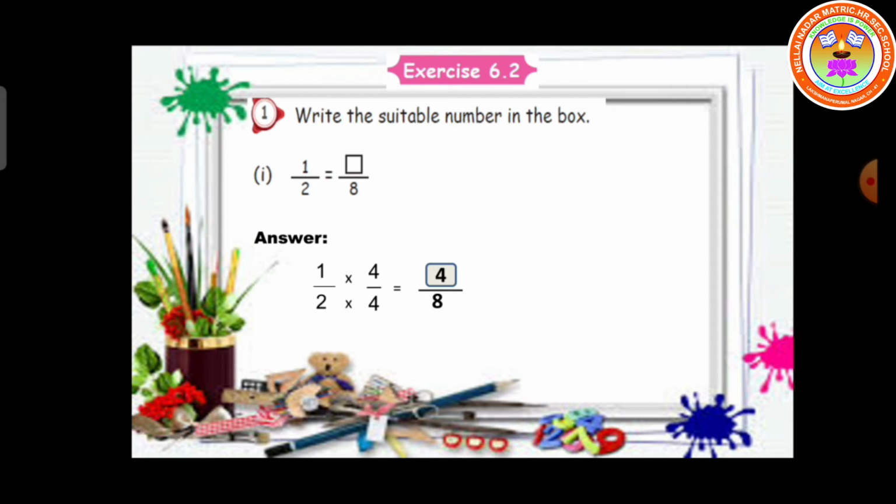Next, exercise problem, exercise 6.2. Write the suitable number in the box. 1 by 2 is equal to, the denominator 8 is given, and we are going to find the numerator. Answer, 1 by 2. What is 2 multiplied by to get 8? 4. That same 4 has to multiply the numerator because it is an equivalent fraction. I told you, right, both the numerator and the denominator have to be multiplied by the same number. So 1 into 4 is 4 and 2 into 4 is 8. So the fraction is 4 by 8.